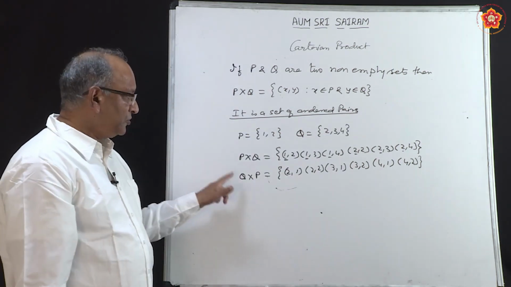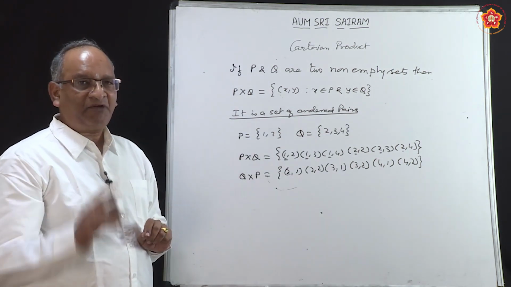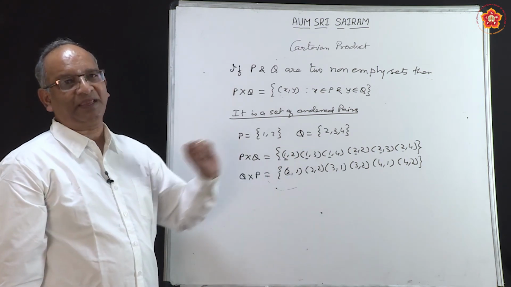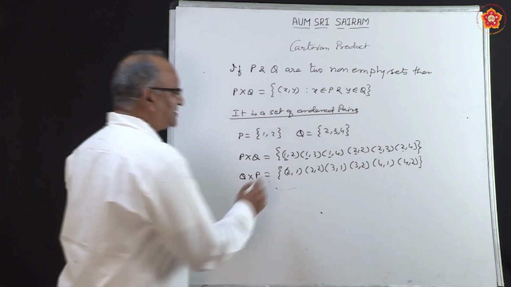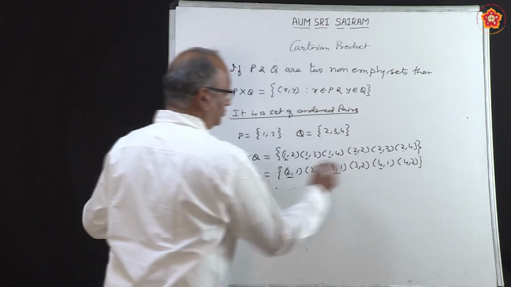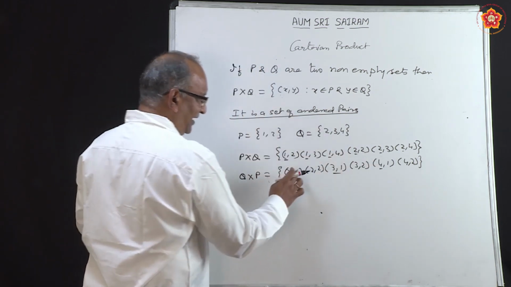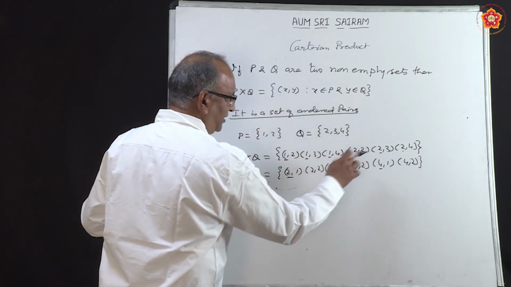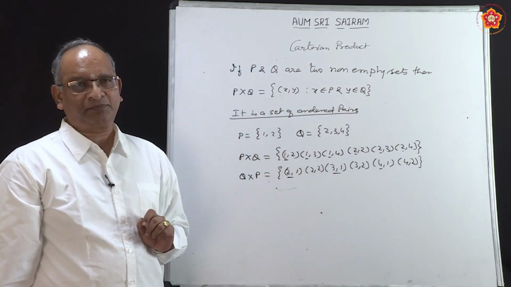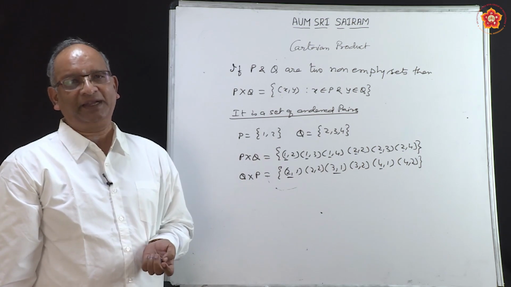Whereas, when you do Q cross P, the first elements will be from Q, the second elements will be from P. That is why all the first elements, if you observe, are 2, 3, 4. 2, 3, 4 are from Q, whereas the second elements 1, 2, 1, 2, 1, 2 are from the first set P. So, this is a very simple definition.